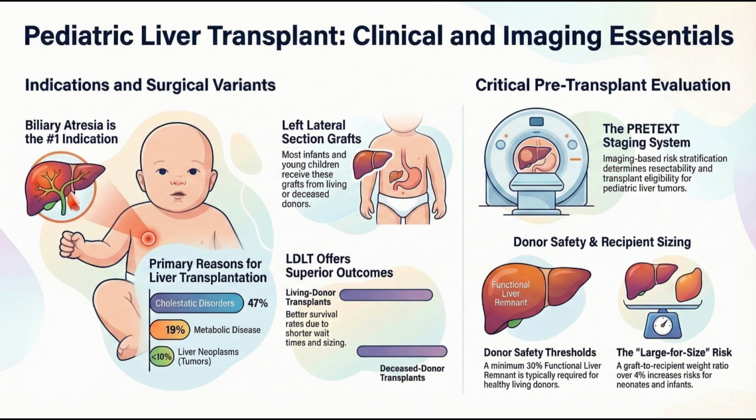So how do they solve the sizing issue? They rely on one of the most remarkable innovations in transplant medicine, technical variant grafts. Variant graft. Yeah. Instead of using a whole organ, surgeons use a specific anatomically defined piece of an adult liver. Okay. The most common segment used for infants and young children is called a left lateral section graft.